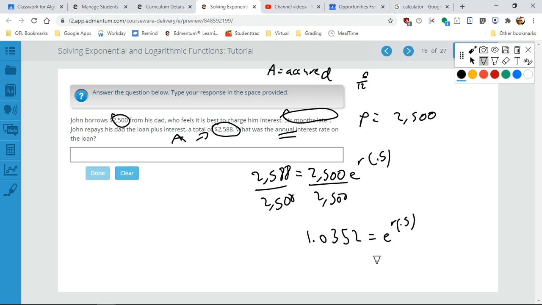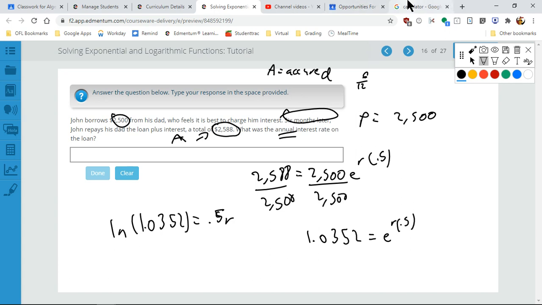Now we have to ln both sides. So we're logging both sides by our power. In this case, our base is e. Logging both sides by our base. So we have to take the ln of 1.0352, and that's going to equal our 0.5r.